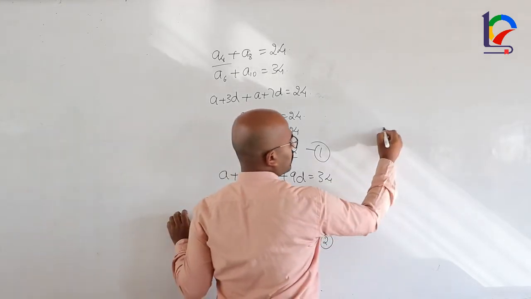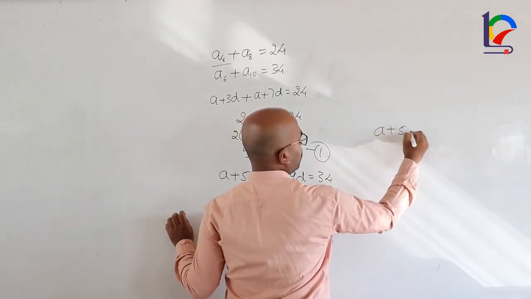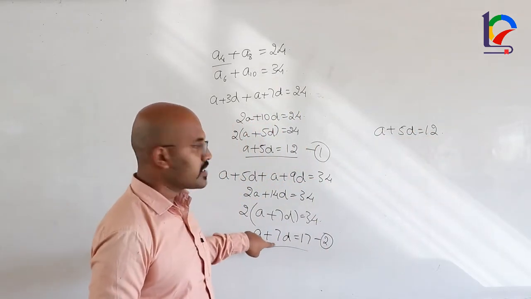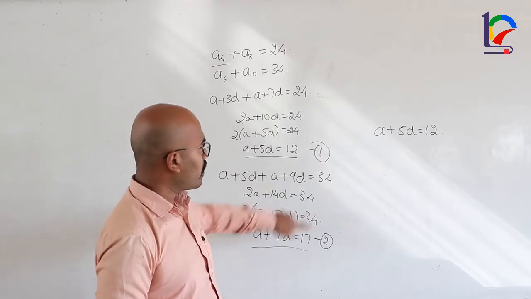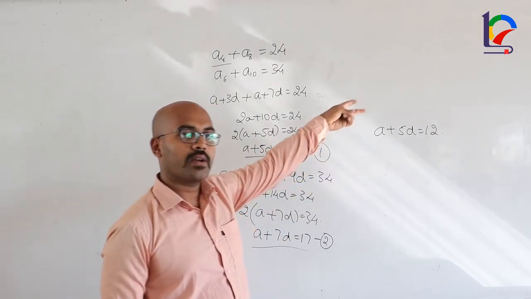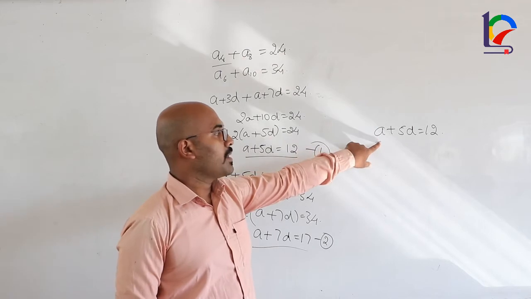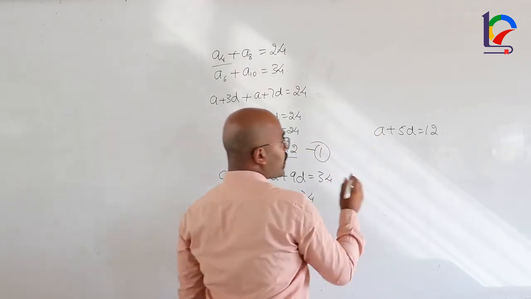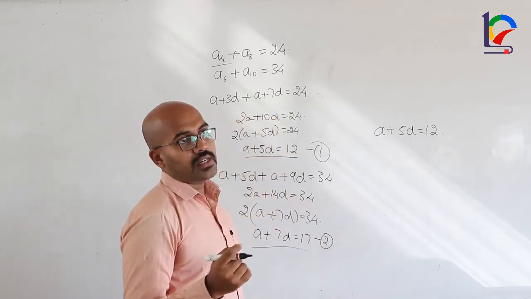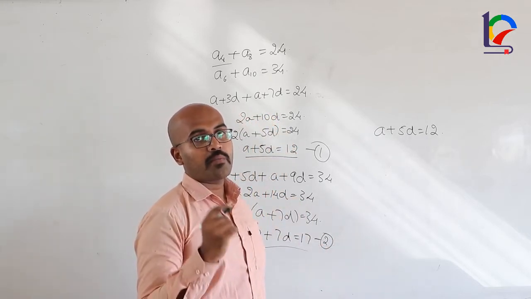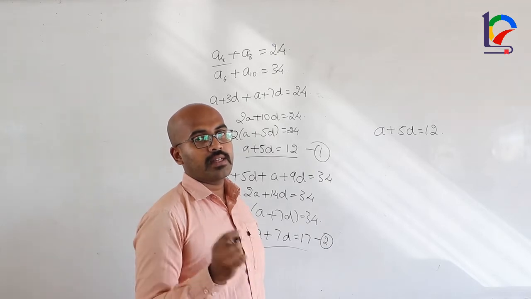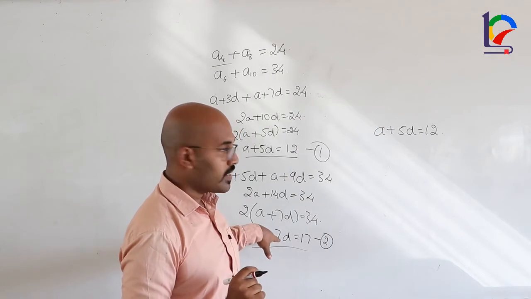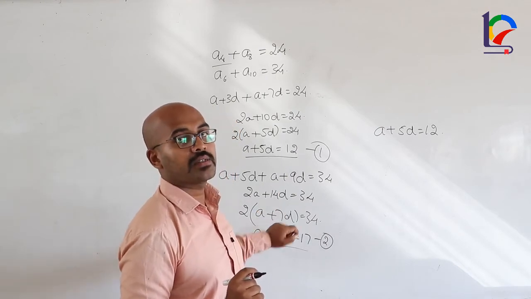On solving this, a plus 5d is equal to 12. Now 7d is greater than 5d, so instead of writing it below, I can write it on the top, so that on subtracting we will get positive terms and it will be easier to solve. The confusion won't be created when you are getting positive terms. If you get negative, there are chances that you make mistakes. So whichever term is greater, take it on the top.